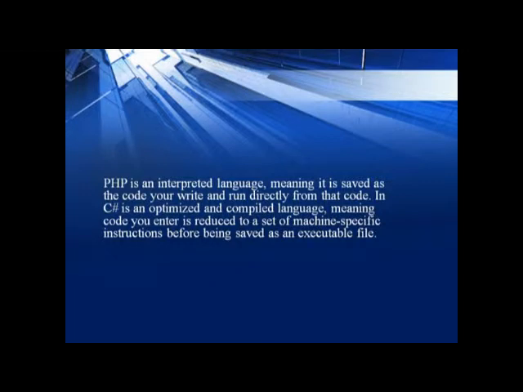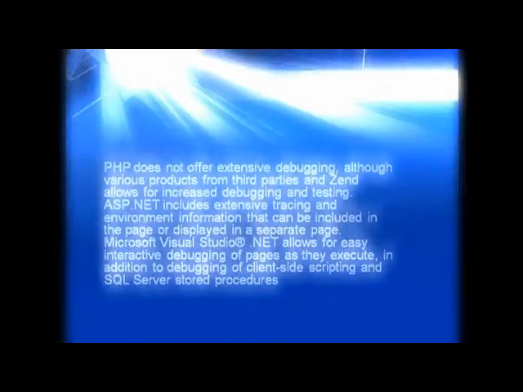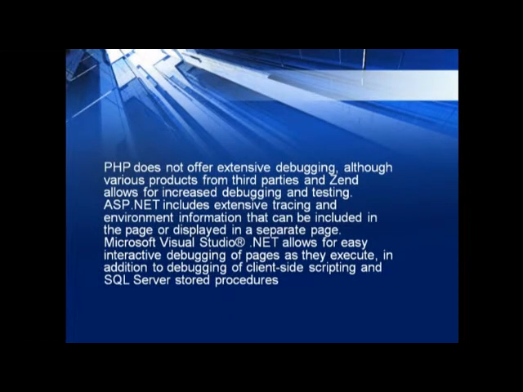Now let us take a look at the differences between PHP and C#. PHP is an interpreted language, meaning it is saved as the code you write and run directly from that code. C# is an optimized and compiled language, meaning code you enter is reduced to a set of machine-specific instructions before being saved as an executable file.